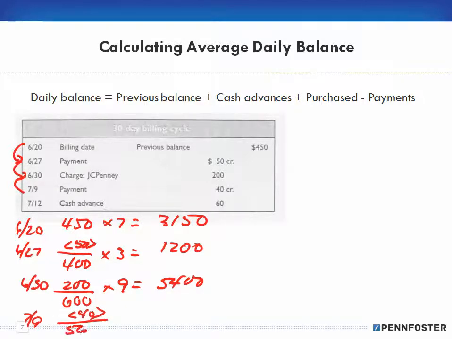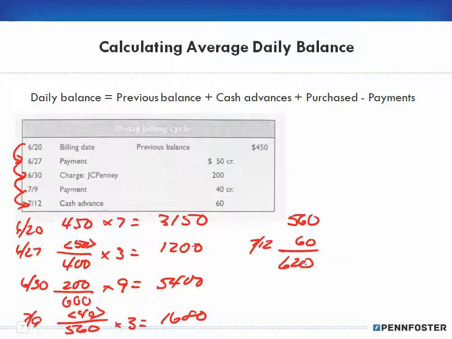So now you owe $560, and that's for, again, a period of 3 more days. Okay, and so that comes out to $1,680. So if I'm going to bring the $560 up here, then we have a cash advance on 7/12 of an additional $60. So now for that period you owe $620, and that takes you to the end of the month.